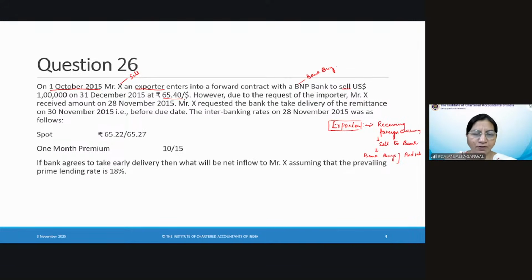However, the importer requested Mr. X that he wants to make the payment approximately one month earlier, on 28th November 2015. So Mr. X has also requested the bank to take delivery of the remittance on 30th November. So this is a case of early delivery.